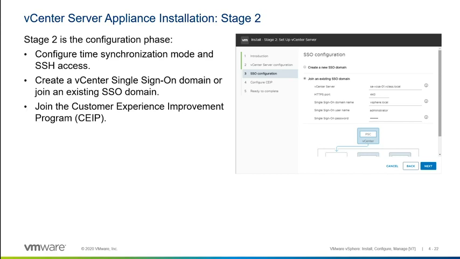Now, the Customer Experience Improvement Program is really important for a number of things. It sends some telemetry out to VMware, but it's also used to retrieve information from VMware, things like the hardware compatibility list, so we can use that Skyline system to make sure that all of the components that we have in our environment are compatible with vSphere 7, for example.